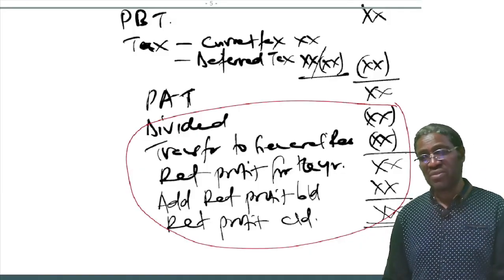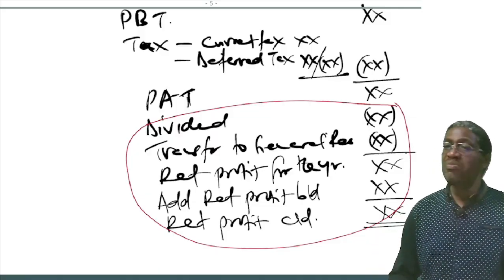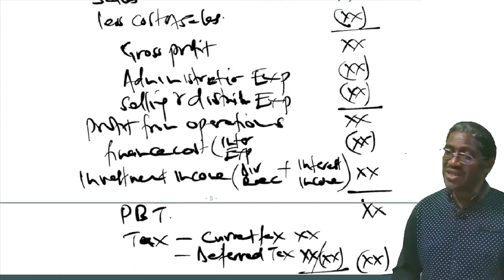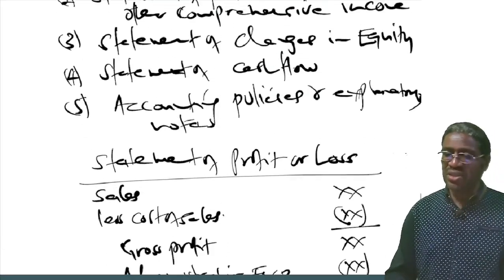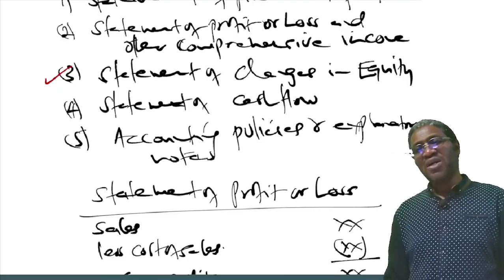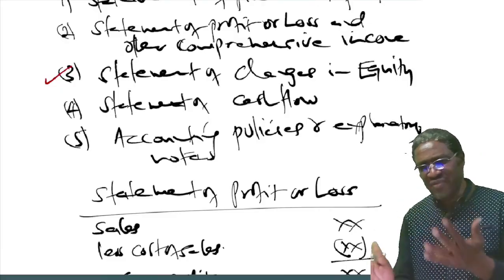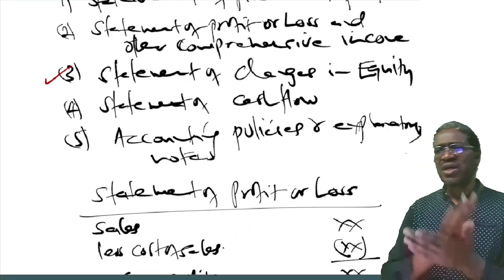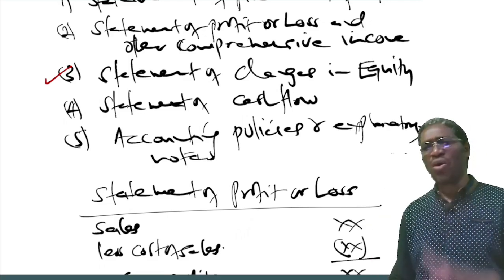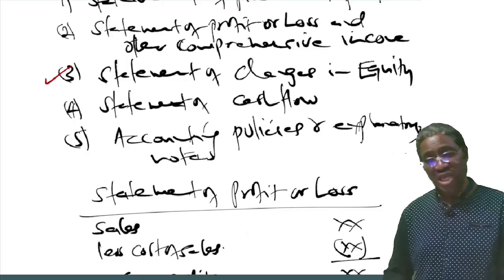of the income statement. Listen, all these appropriations will be done somewhere, and that is where we call the statement of changes in equity. It is there that you will appropriate the profit, with the same things: dividend, transfers to reserves, retained profit brought down, retained profit carried down. All that will go to what we are calling the statement of changes in equity.